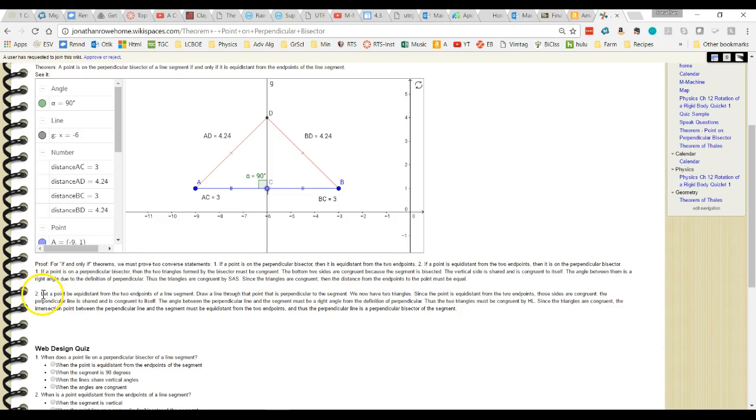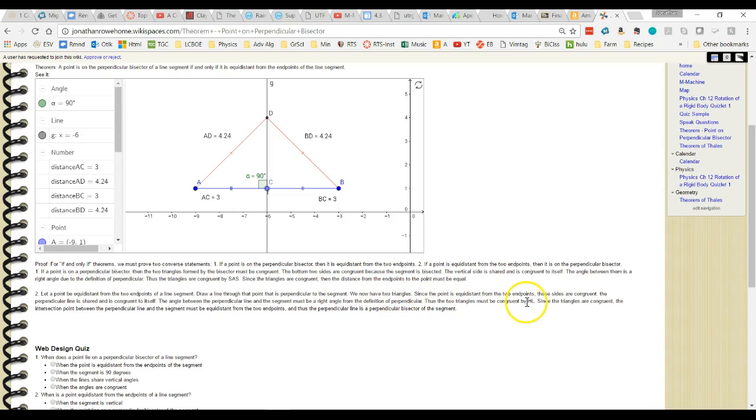Let's go the other way. Now, let a point be equidistant from the two endpoints of a line segment. Draw a line through that point that is perpendicular to the segment. We now have two triangles. Since the point is equidistant from the two endpoints, those sides must be congruent. The perpendicular line is shared and is thus congruent to itself. The angle between the perpendicular line and the segment must be a right angle from the definition of perpendicular.